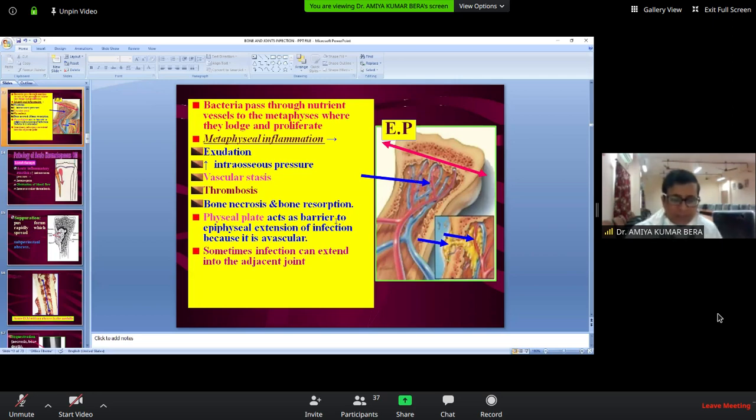So that's the pathology. It primarily involves the metaphysis. After metaphyseal collection, under tension, the pus will go through the Haversian canals, the pores in the cortex, to the subperiosteal region, and it can also go along the medullary cavity. Bone marrow is also involved, thereby the diaphysis is also secondarily involved. You can see these two pathways here.